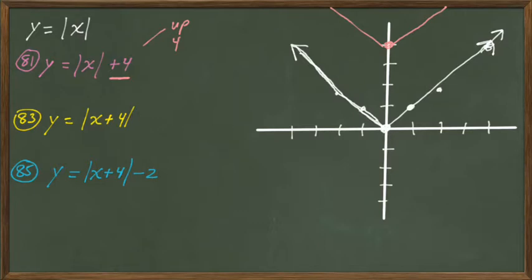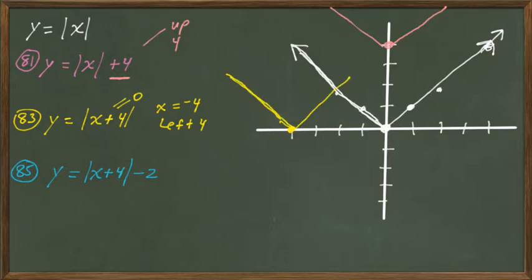Now when it's on the inside, it moves it left and right. What value makes that 0? Is it positive or negative? -4 plus 4 makes it 0. So that means it's moving to the left 4. So you're going to have the same V shape, but it's going to be over here, moved to the left 4.